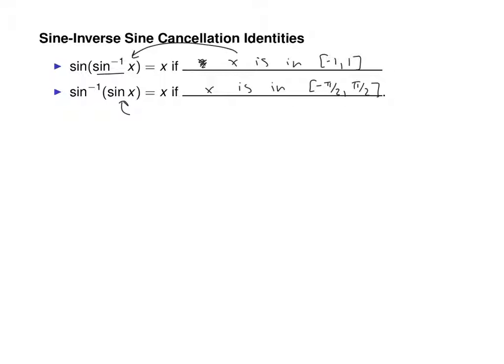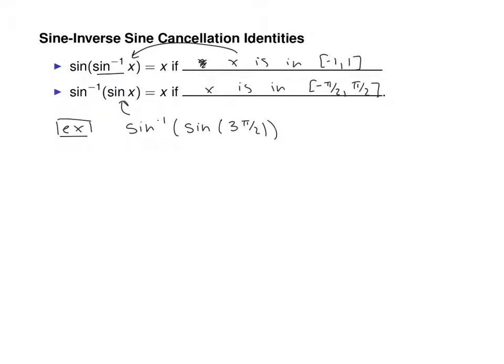Here is an example where stuff's not going to cancel, and a pretty easy one. Let's add this in on the right side, we've got a little bit of blank space. Sine inverse of sine of 3 pi over 2. So 3 pi over 2 is not in negative pi halves to pi halves. Does that make sense? Okay.